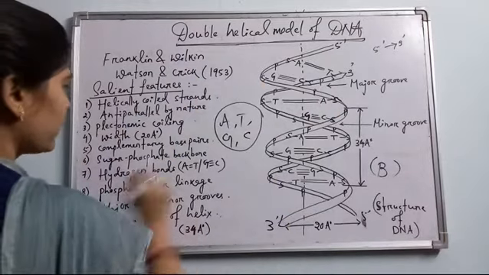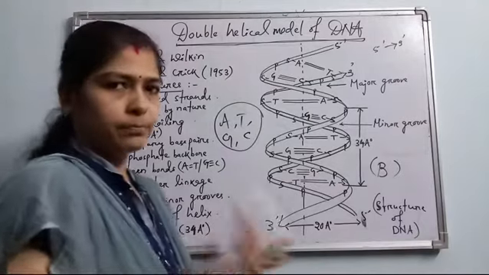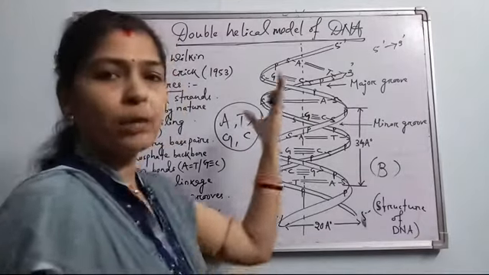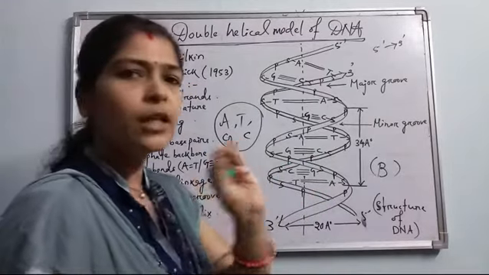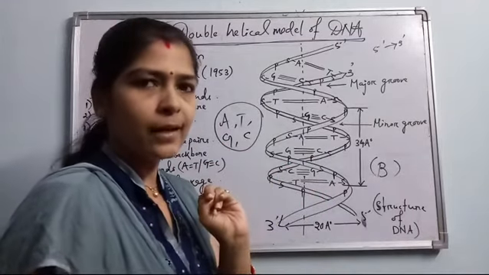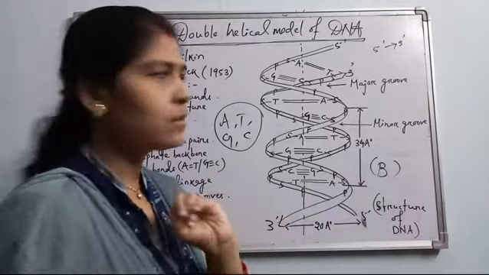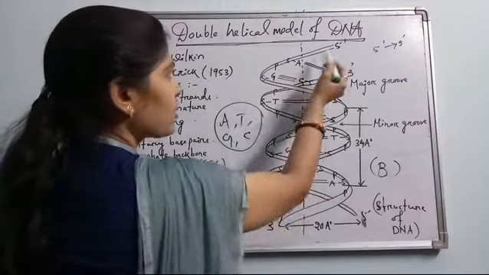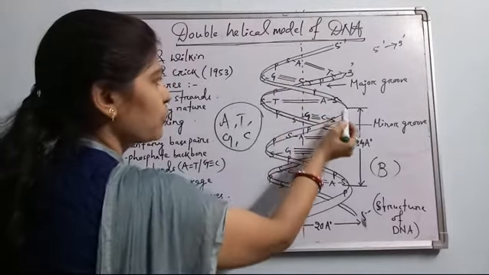Then the sugar phosphate backbone. What is the sugar phosphate backbone? In the previous class I discussed the biochemistry of DNA, where I told you that a single nucleotide has 3 components: nitrogenous base, sugar and phosphate. Out of these 3 components, the sugar and phosphate, as I clearly showed you in the structure, go sugar, phosphate, sugar, phosphate, sugar, phosphate.